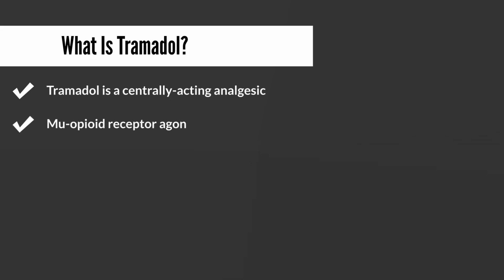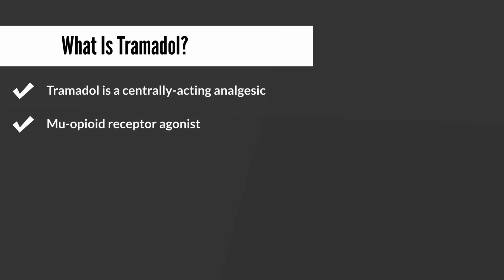So what is Tramadol? Well, Tramadol is described as a centrally acting analgesic or a centrally acting pain reliever. Now, centrally acting pain relievers like Tramadol bring about relief of pain by acting on certain receptors in the brain. In other words, their place of action or the site of action is the brain. And in this case, it is some receptors called the mu-opioid receptors.